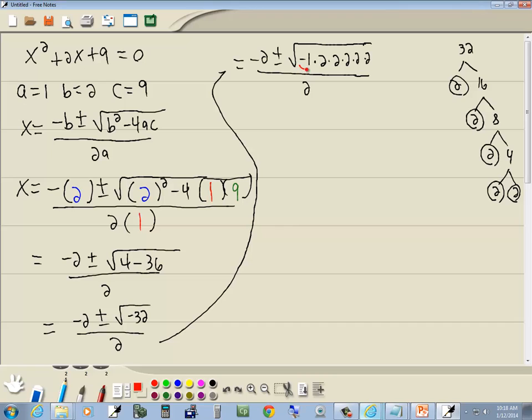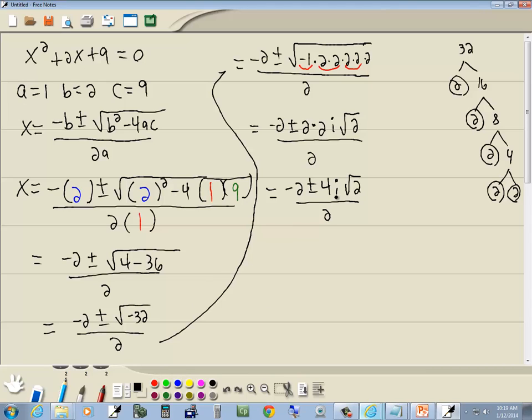The negative 1 is going to come out as an i. And we're looking for pairs of something. Here's a pair of 2's, so they're going to come out. And here's a pair of 2's, they're going to come out. So we got negative 2 plus or minus. This pair of 2's came out as a single 2. This pair of 2's came out as a single 2. And this negative 1 comes out as an i. And we're left with a single 2 inside, all over 2. Which gives us negative 2 plus or minus 2 times 2, which is 4i, square root of 2, over 2.